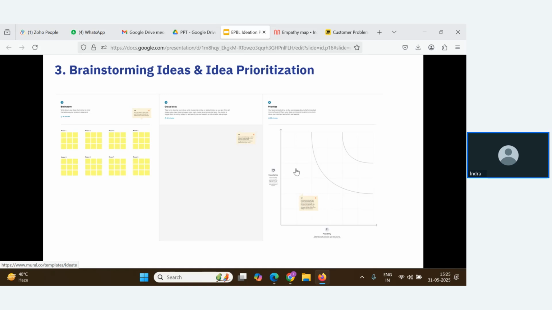The ideas on the top right are highly important and easy to do. You can say that these are the best ideas to start with. The ideas on this side actually have lower importance and are hard to do. They might not be worth pursuing. So this helps us to focus on what matters most and what is realistic.